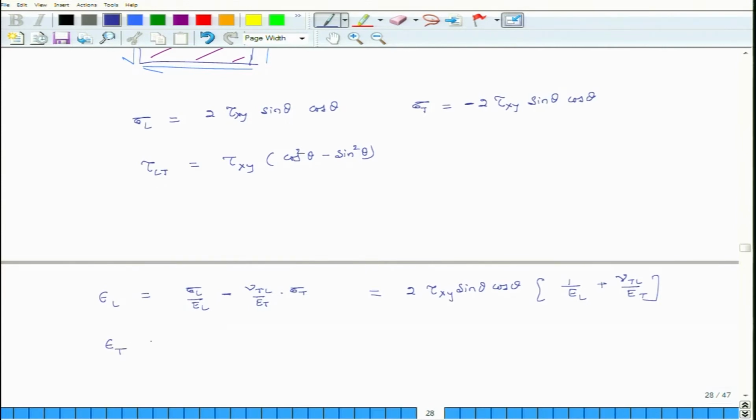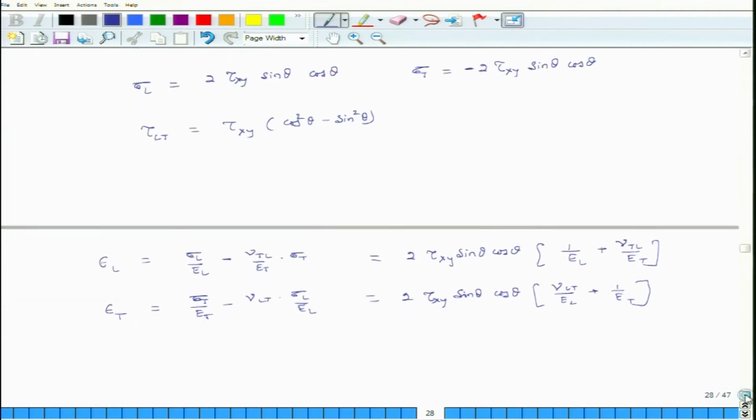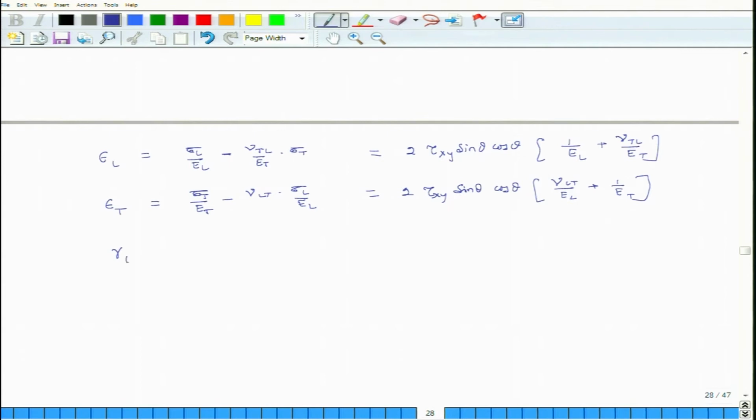Similarly, epsilon T is equal to sigma T over ET minus nu LT times sigma L over EL, and if we do all the mathematics we get 2 tau xy sin theta cosine theta, nu LT over EL plus 1 over ET, and finally gamma LT equals tau xy by GLT, cosine square theta minus sine square theta.